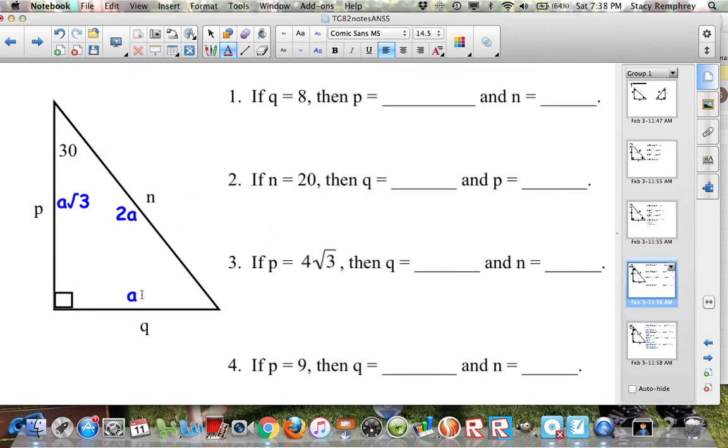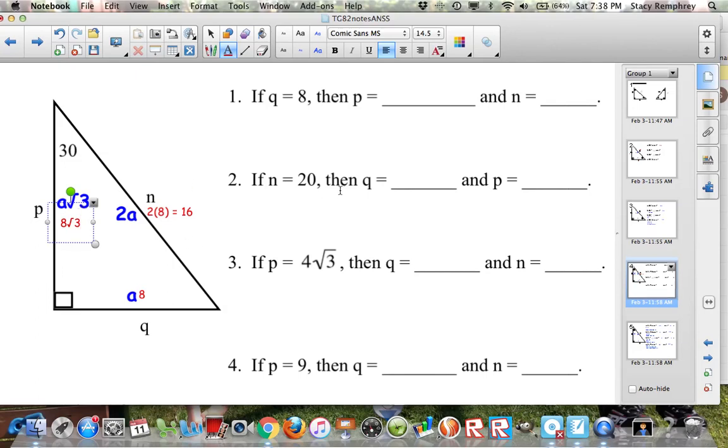So they told us Q is 8. Okay, so this is 8. All right, well, if this side's 8, then this side must be 2 times 8, or 16. And this side must be 8, the a number, times the square root of 3.